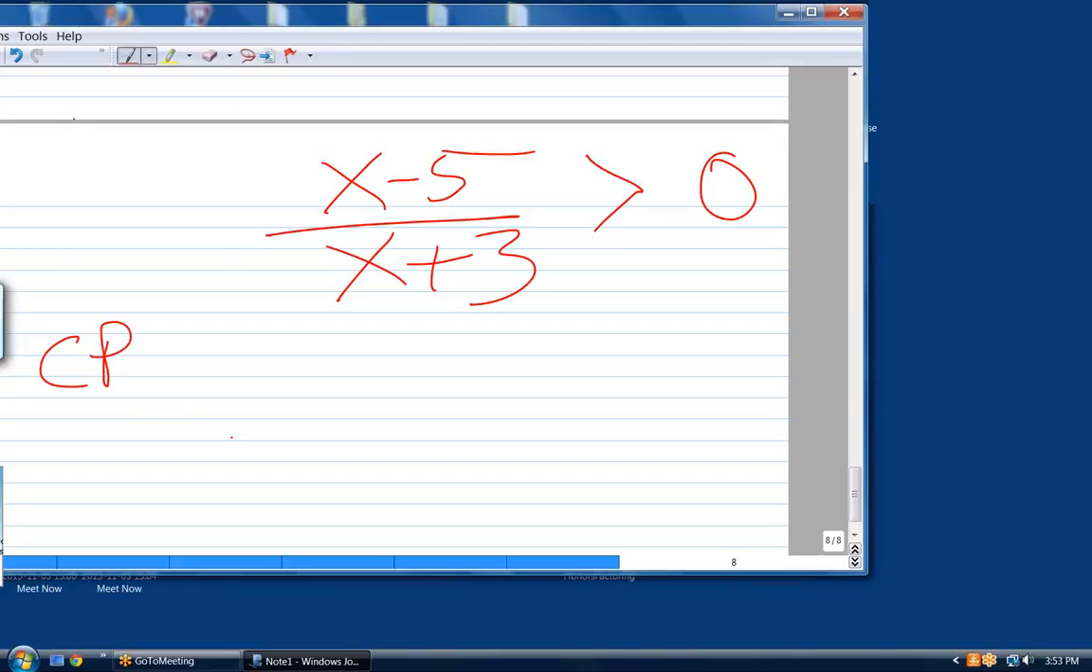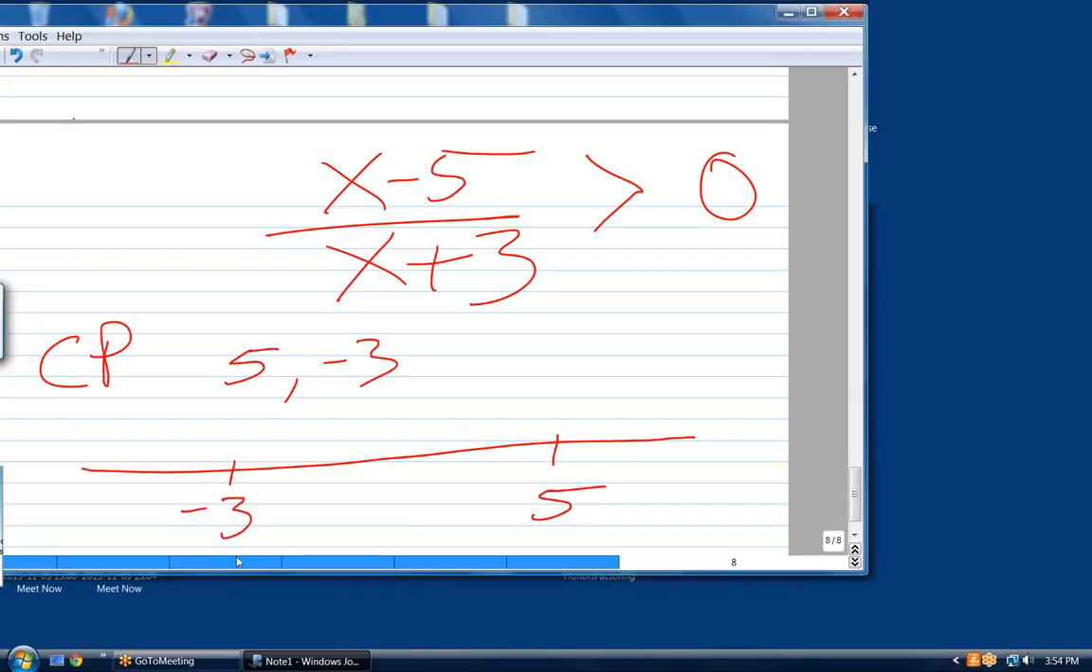Okay, what are my critical points? Positive 5 and negative 3. And I would advise not putting 0 on your chart because it makes it look like it's a critical point. What's the next step? Test to the left and right of each critical point. And in between?